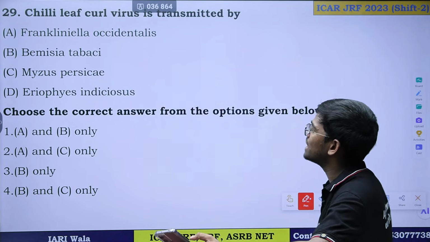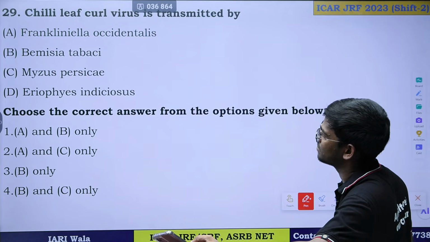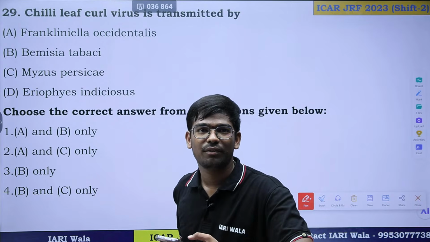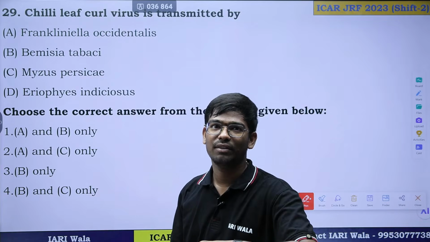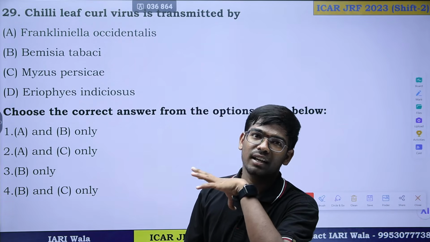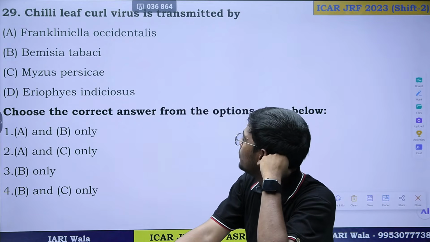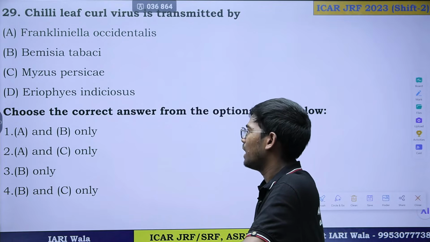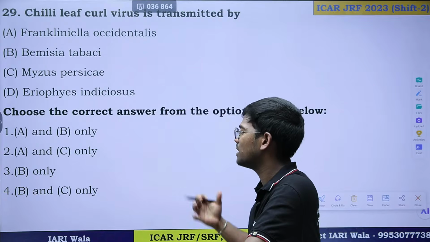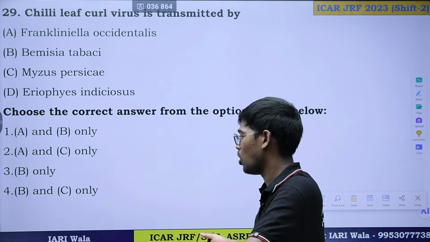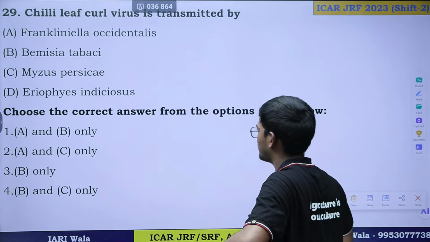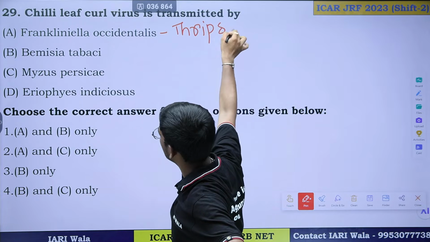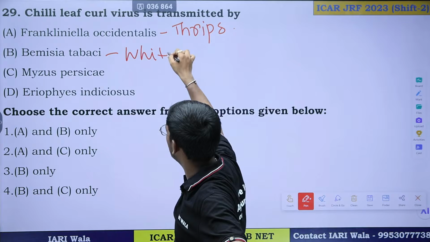Coming to the next question, chili leaf curl virus is transmitted by. See how many questions came only on the leaf curl in different years. They are asking about the leaf curl disease, that is whitefly. So the most frequently repeated question is this. Here they have given 4 options: Frankliniella occidentalis, Bemisia tabaci, Myzus persicae, Eriophyes indicus. In that we can select A and B, or A and C, or B, or B and C. Here we should know which insect name is this. Frankliniella occidentalis is thrips. Bemisia tabaci is whitefly. This thing we know.